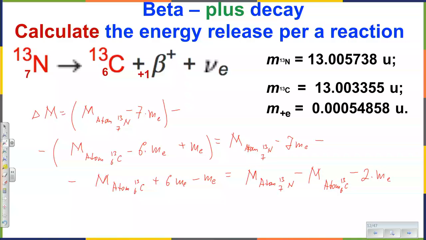So there is a difference between different reactions. Sometimes the total number of electron masses before and after cancel each other out, sometimes not. We will see that this is the only reaction important to us when electron masses matter. There's one more reaction we're going to talk about today, alpha decay. And for that reaction, electron masses don't matter.